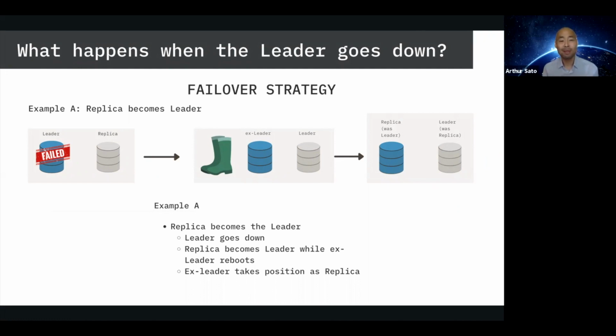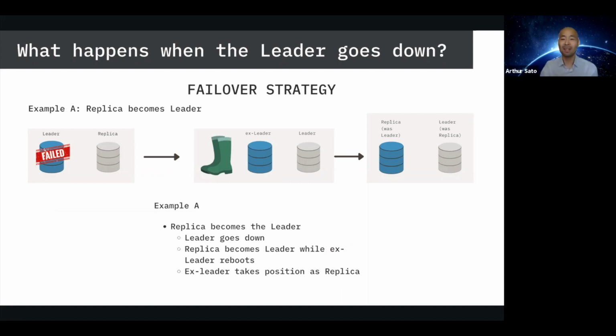One is that the replica would become the leader. To follow the chart, if the leader fails, while the leader is rebooting, the replica has been promoted to the leader and will take all the requests.